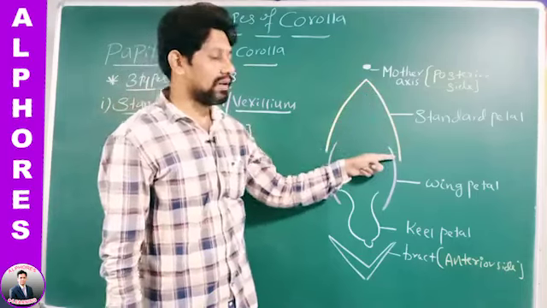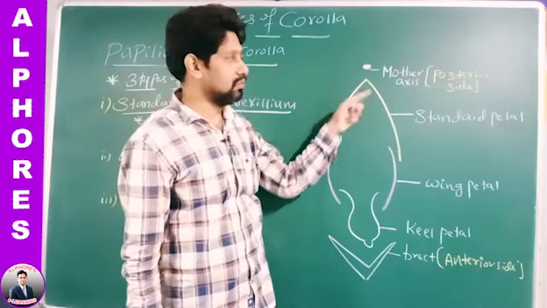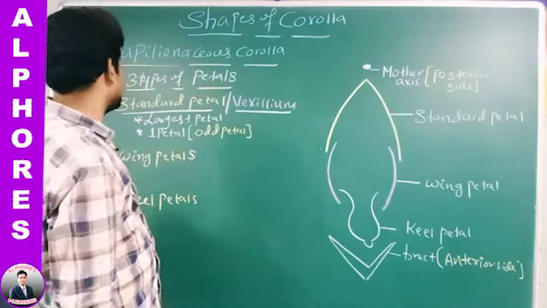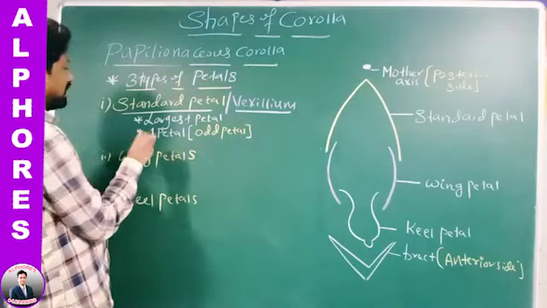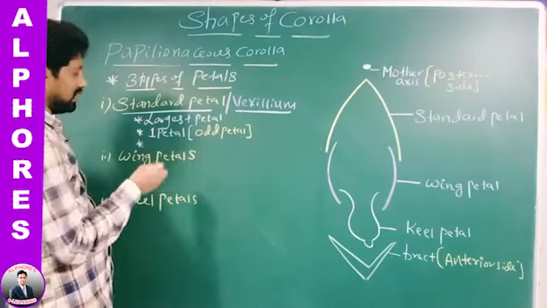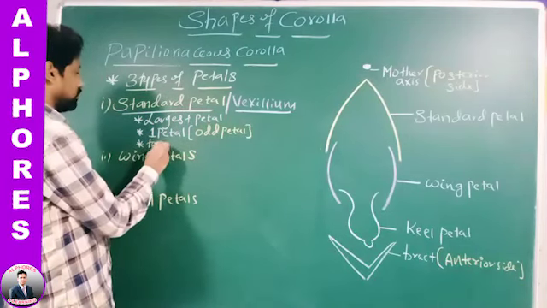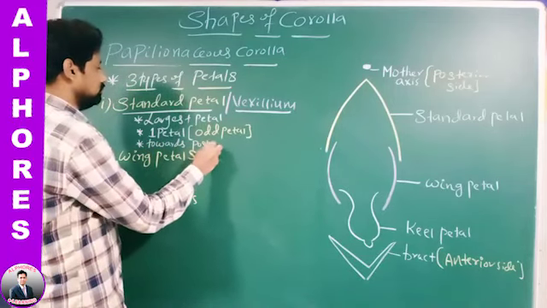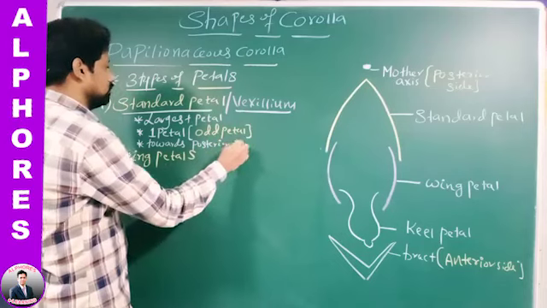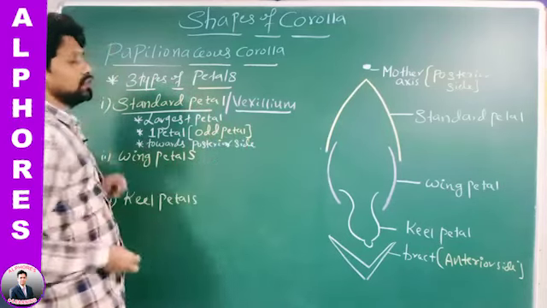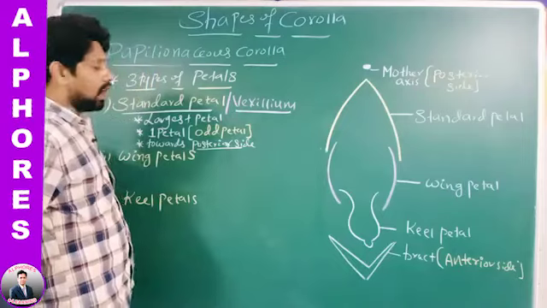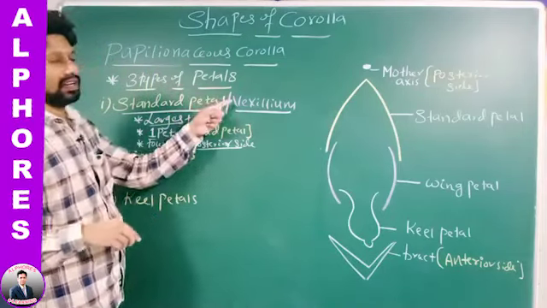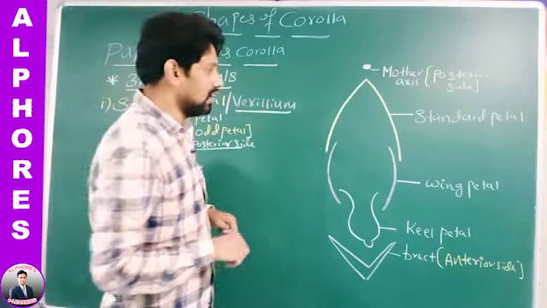Sir, this standard petal is towards the mother axis. It means it is on which side, sir? Posterior side. Therefore, the standard petal is towards the posterior side. How many standard petals? One. It is the largest petal. The standard petal is also called vexillum. Okay, now go for the second one.